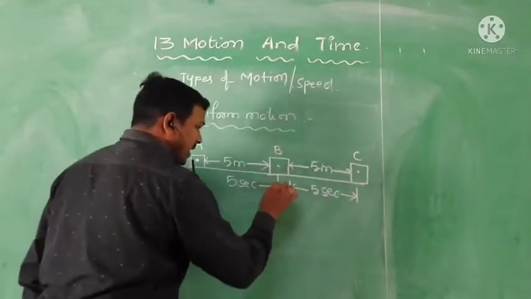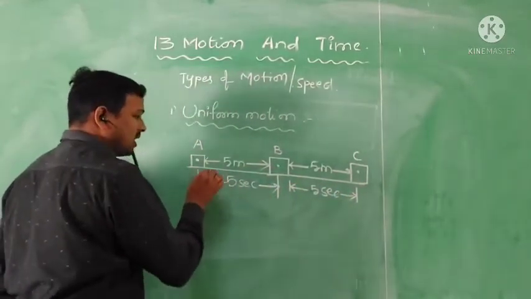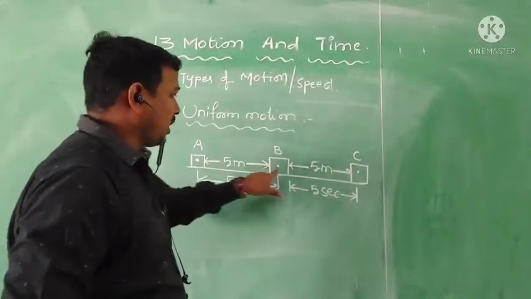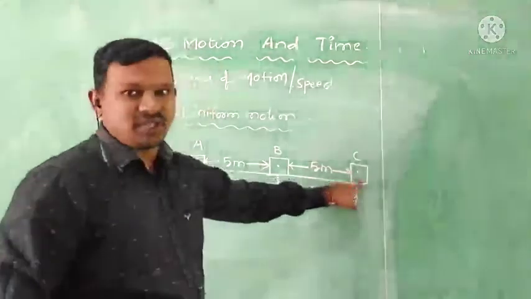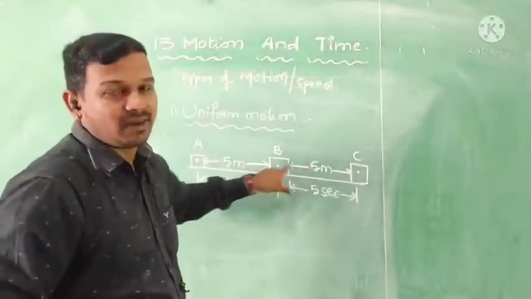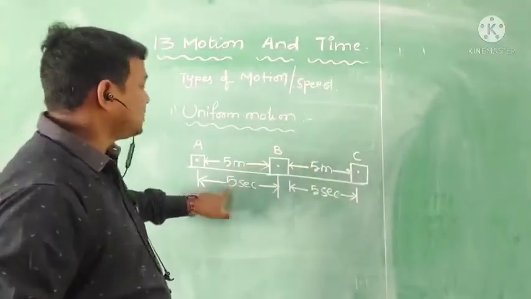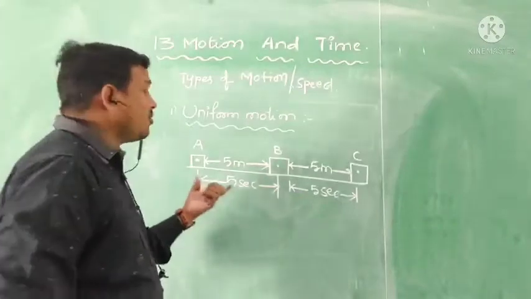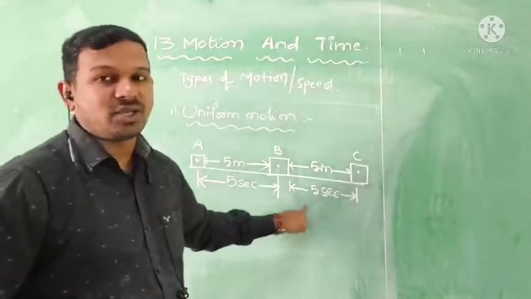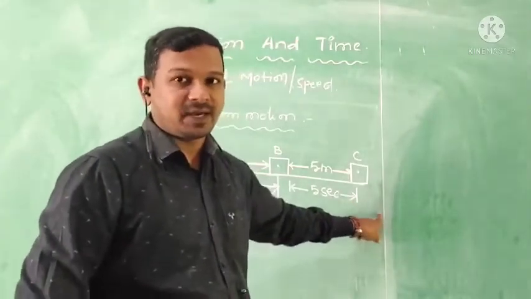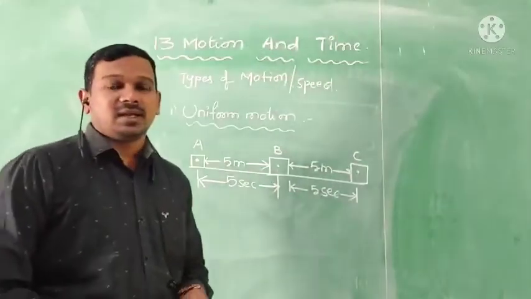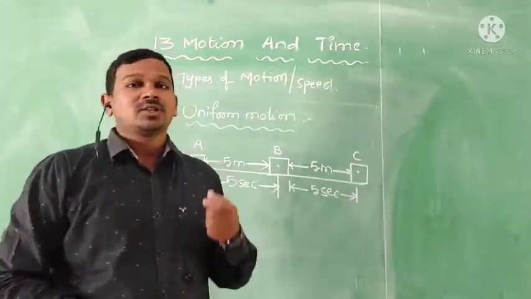By seeing this diagram only you can say the person started from point A, reached point B, later reached point C, with equal distances of 5 meters and 5 meters. For covering equal distances, how much time did he take? From A to B, he took 5 seconds. From B to C also he took 5 seconds. Clear?